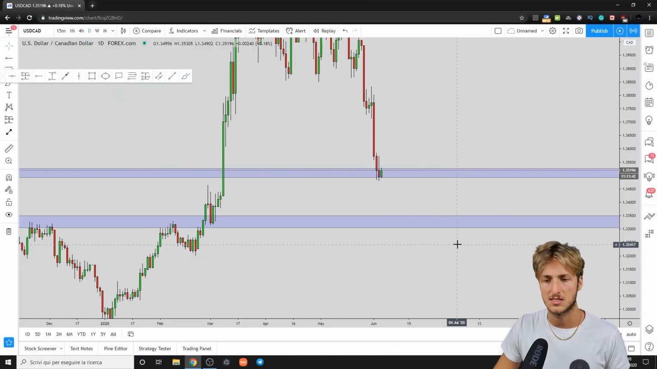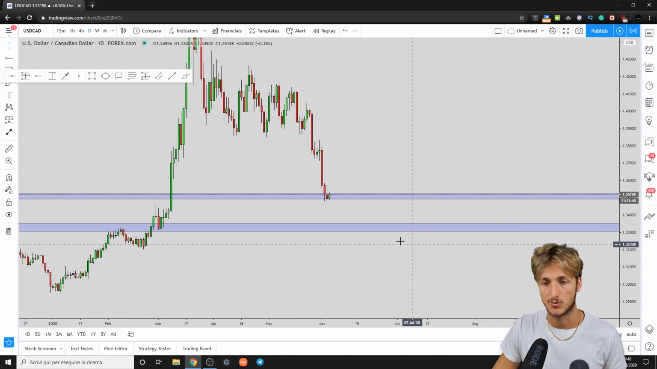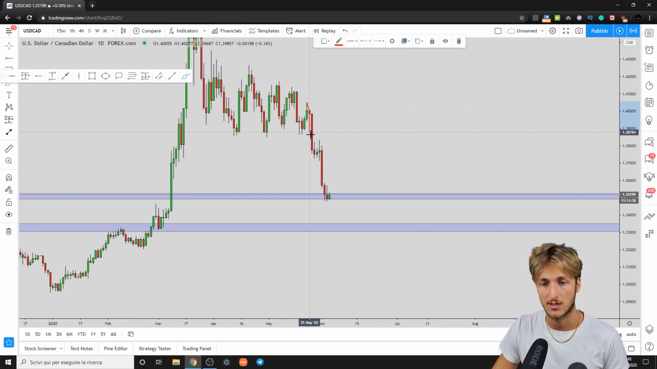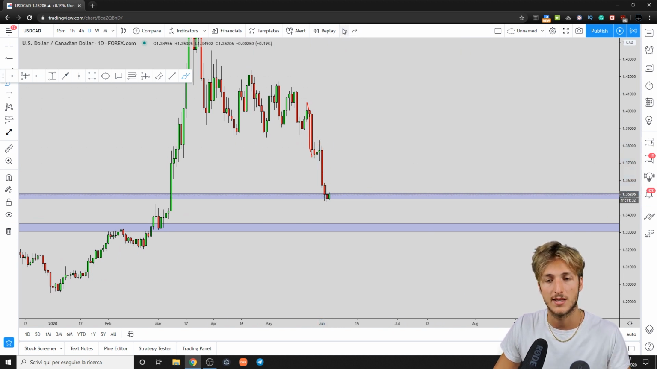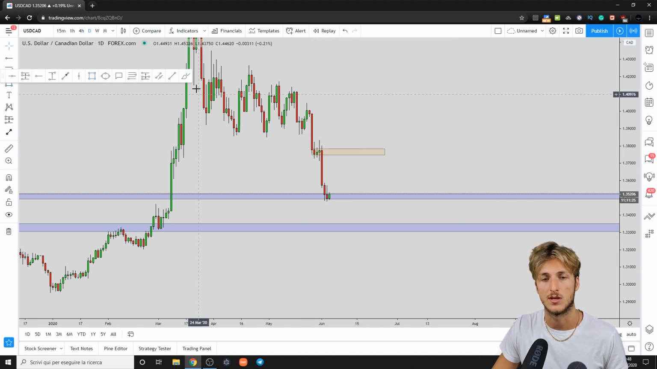On the daily, we can see that everything is quite simple to read. The market has created a move to the downside, started a retracement, created another impulse to the downside. So basically, it has already given us a nice target zone to the upside, which is this supply zone here. Why?